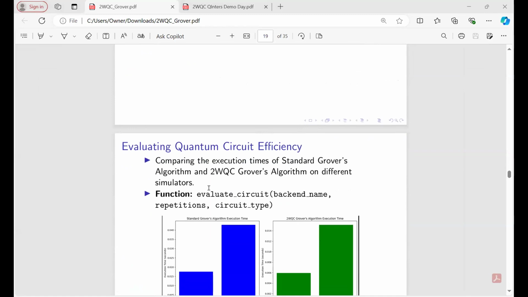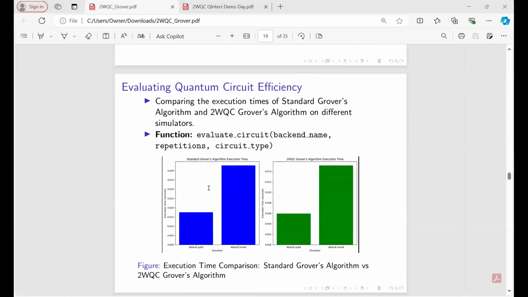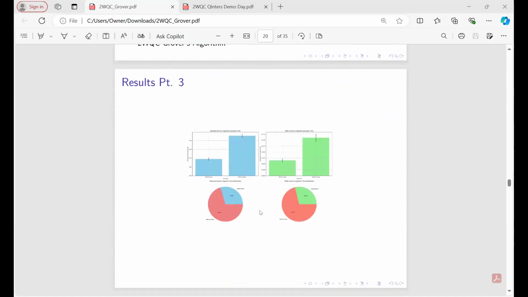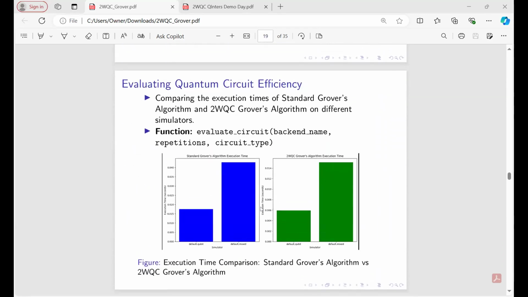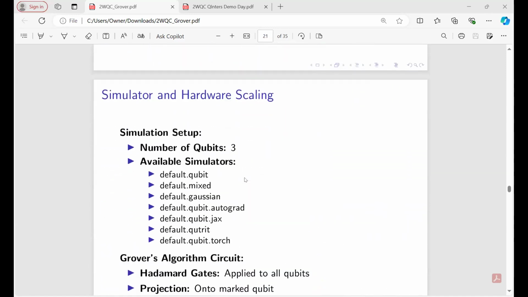Another thing we did was we evaluated the efficiency. We compared the execution times on the standard and the two-way using default qubit and default mixed. And here's just the results of that. Here are more results. And as you can see, the default mixed takes more time on both two-way and standard, but the two-way quantum computer in general takes less time to execute than the standard, which shows a possible advantage of two-way quantum computing.